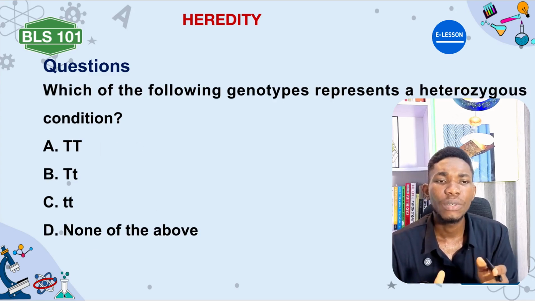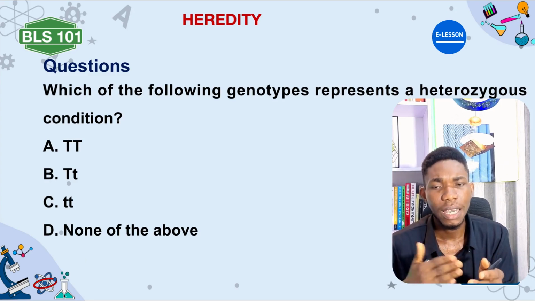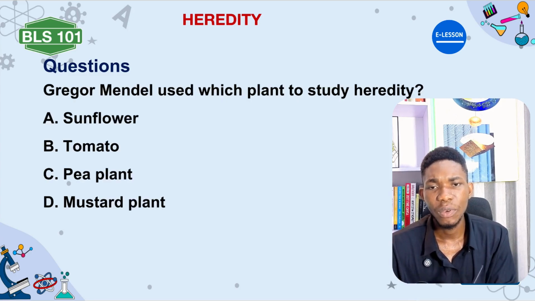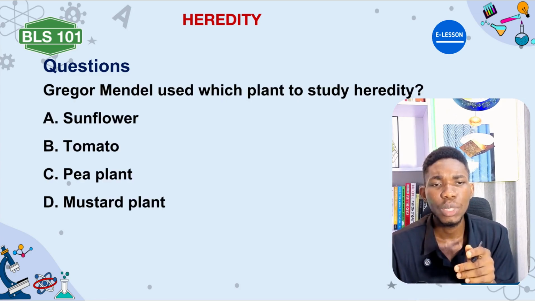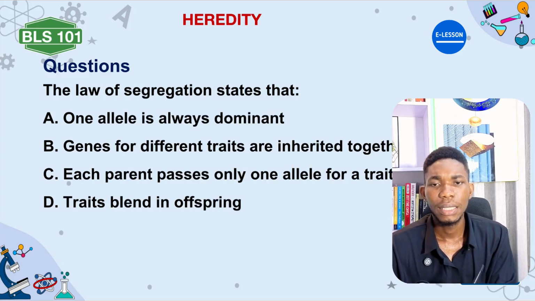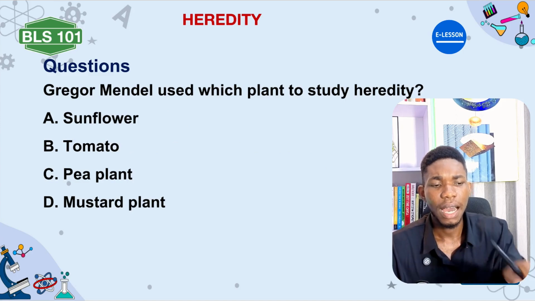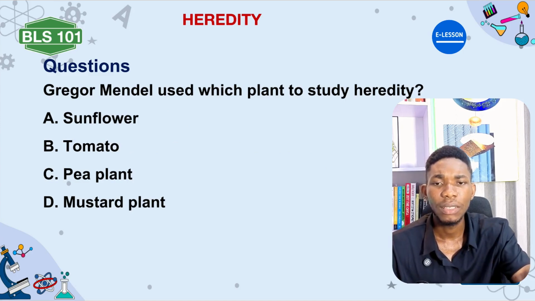Which of the following genotypes represents a heterozygous condition? I've talked about homozygous and heterozygous. Is it capital TT, capital T small t, or small tt? These are very, very simple questions. Gregor Mendel used which plant to study heredity? Told you that, right? So just pause through it and go through them one after the other like that.